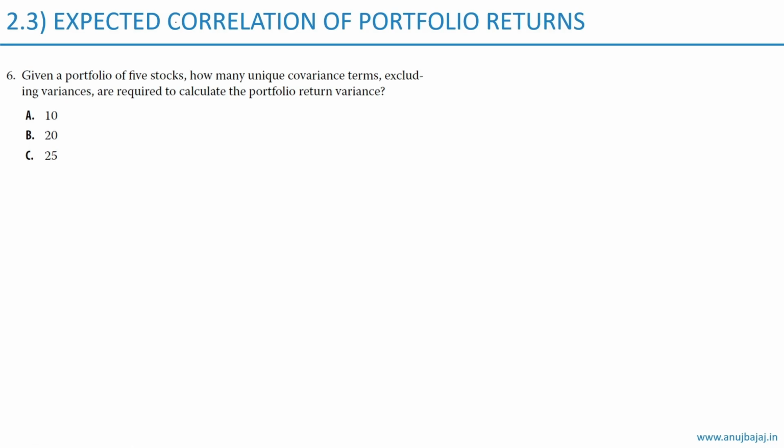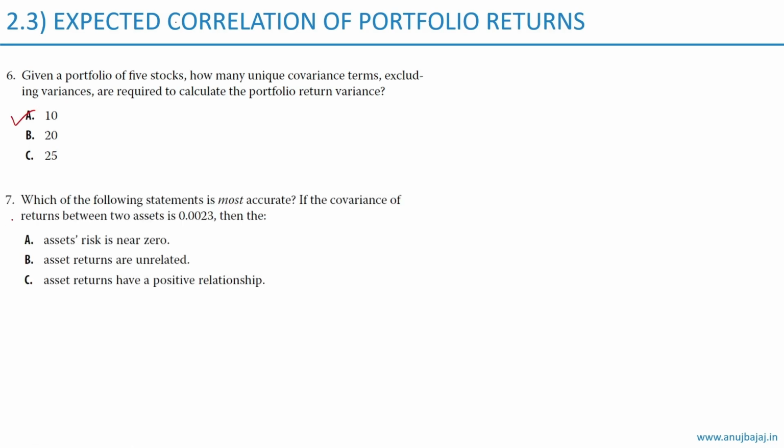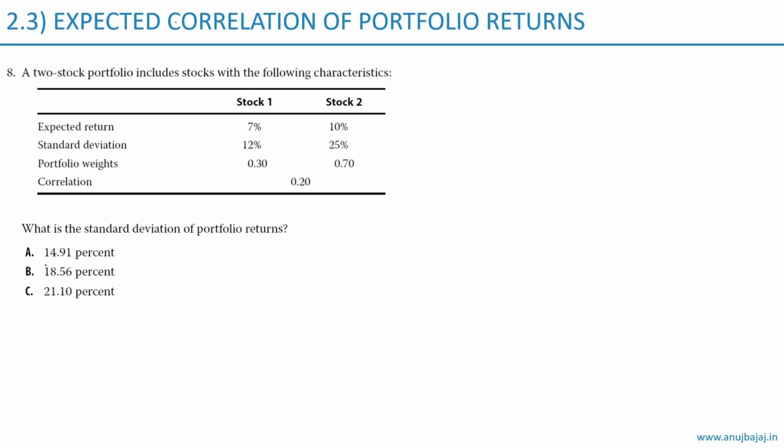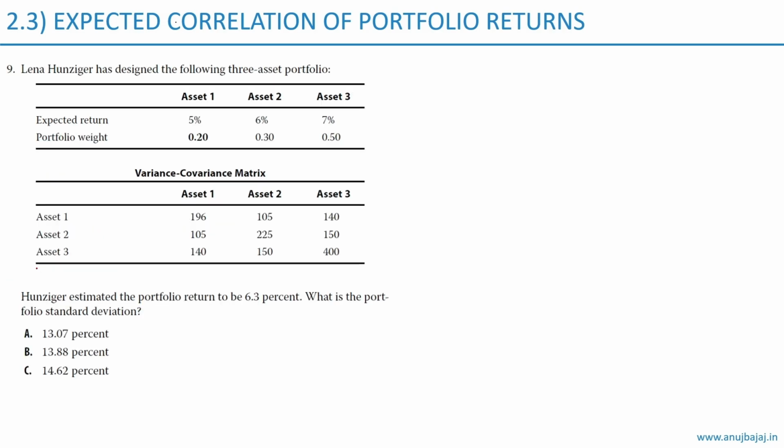The correct answer to question 6 is option A. The correct answer to question 7 is option C. And the answer to question 8 is option B. And for question 9, it is option C.